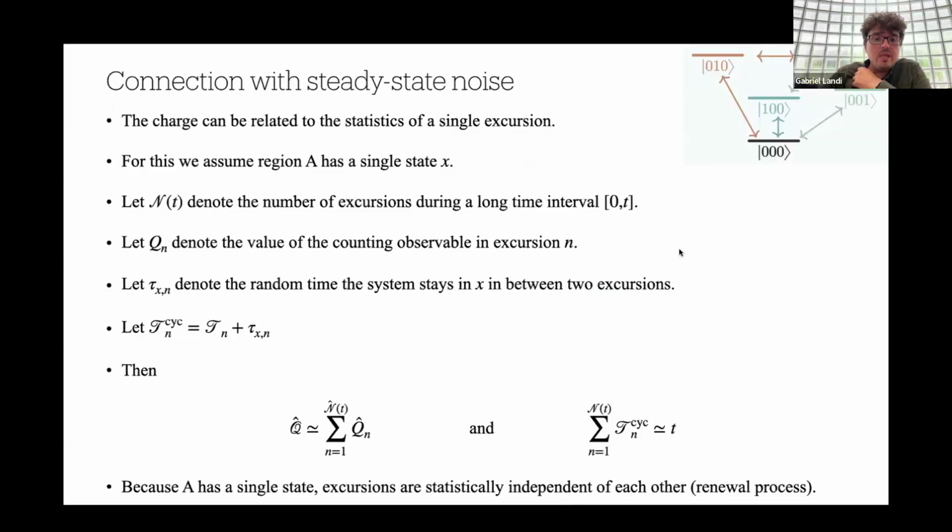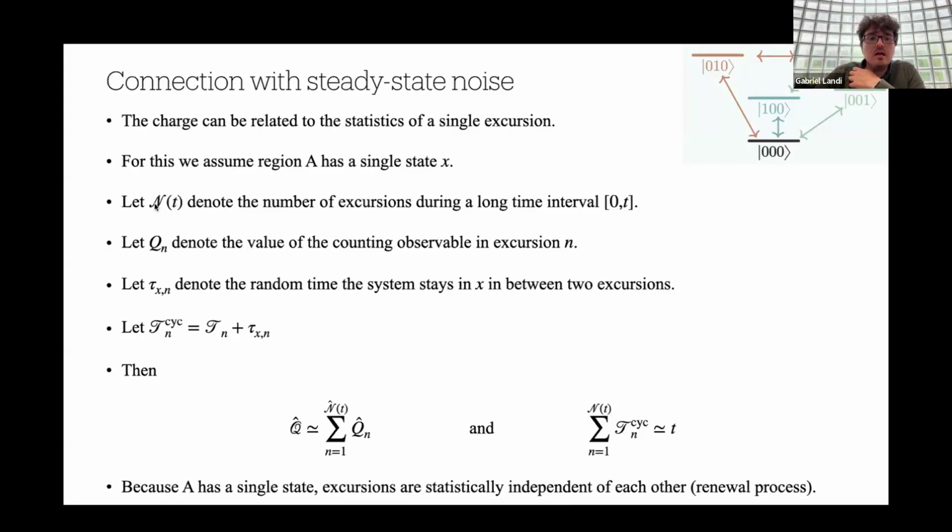Finally, we have something that for me was personally very important because it goes back to the very beginning of this talk about the intuition behind the noise. We have a connection between the stochastic excursions and steady state noise. To establish that connection, we have to assume that region A has only one state. I'm going to call it X. So it's like in this model here, where you have only one state in region A.